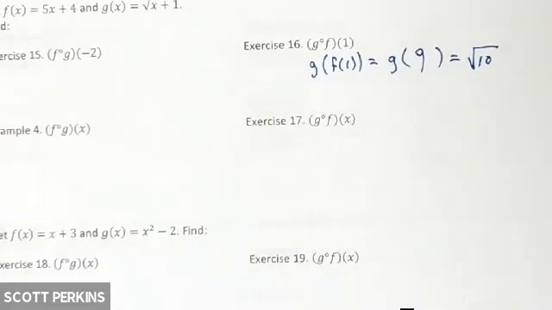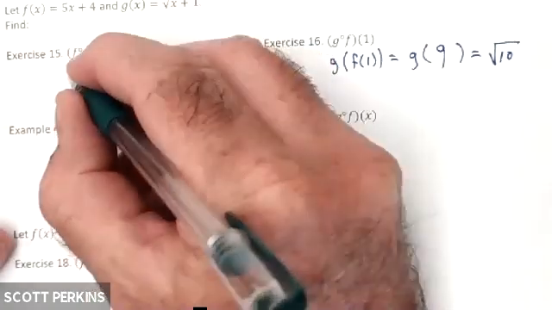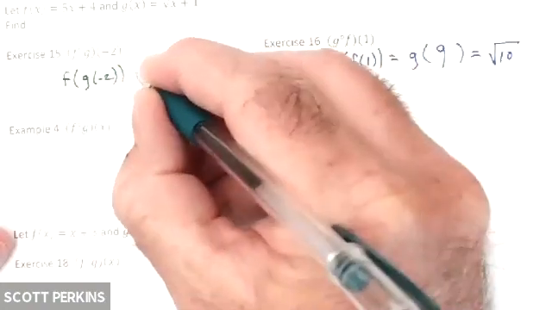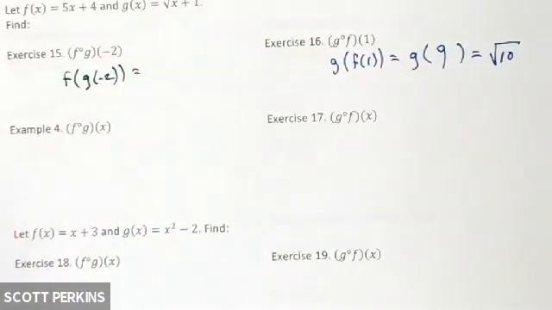I'm going to go back to the previous exercise. I put this one on here because I had a point to make. So I'm going to get started with it. The first step is it's f of g of -2. And here's the point that I wanted to make about this one.